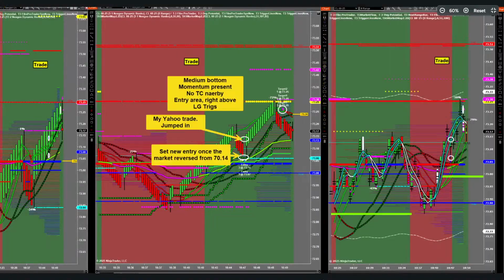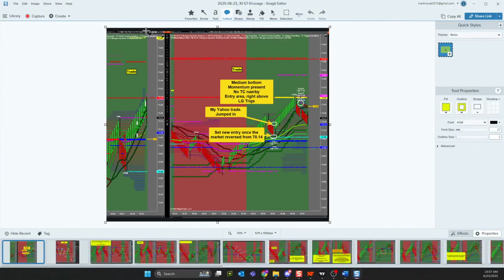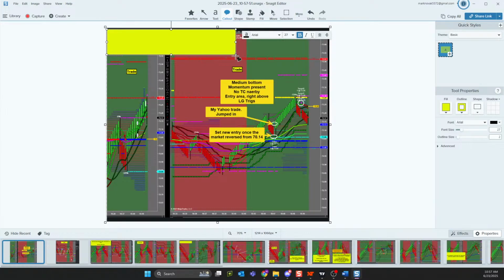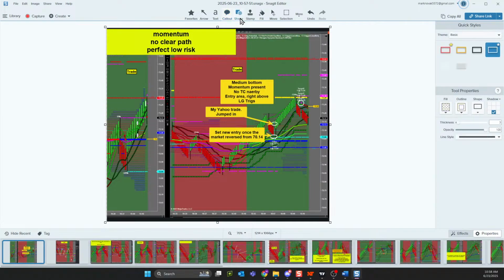Let's do this again. I love doing this. I have momentum. No clear path. Perfect low risk entry. And if you trusted your entry, Alex, instead of being in up there at the Yahoo entry, you're in down here with virtually super small risk. 2 out of 3. Manage assertively.